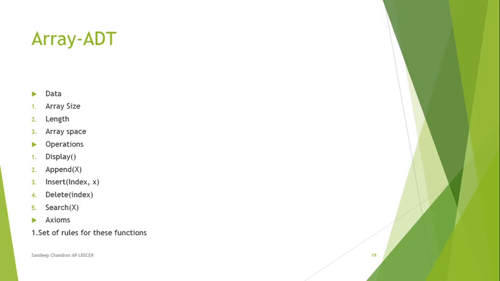Array as a data structure. When we are considering array as a data structure, we have to define the three components: data, the operations, and the axioms.